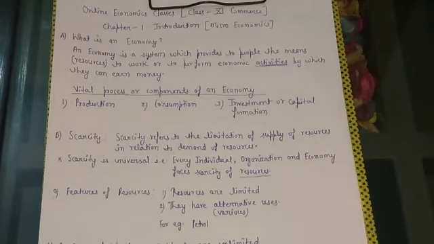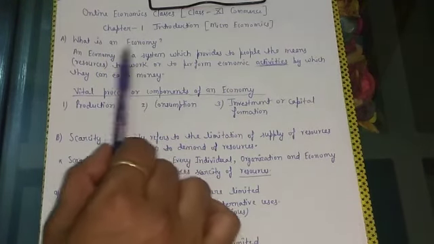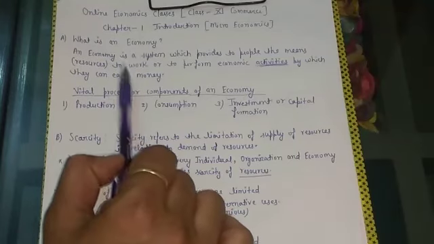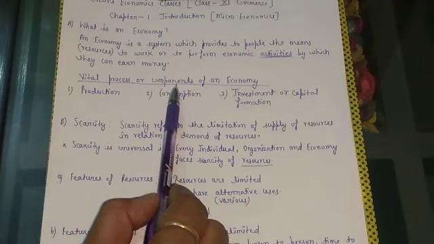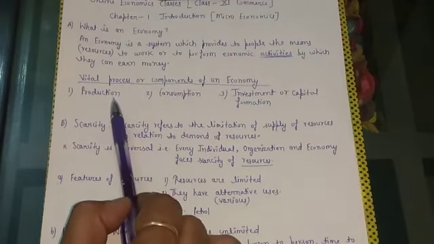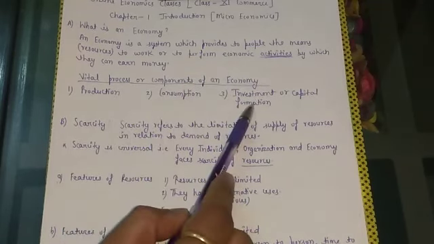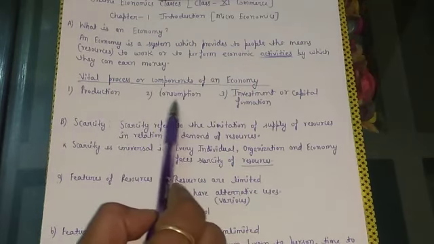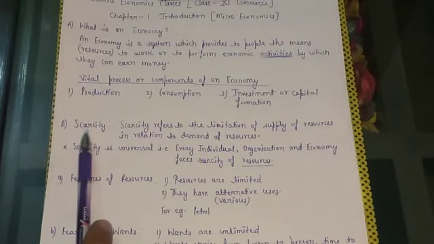Today again we will discuss chapter number 1, Introduction, which is from the Microeconomics book. As you know, I have already discussed with you what is the meaning of an economy. All of you have understood. I have already discussed how many components an economy has. There are three components of an economy. First is production, second is consumption, and third is investment. I have already discussed the meaning of production, consumption, and investment. But today we will discuss what is the meaning of scarcity.